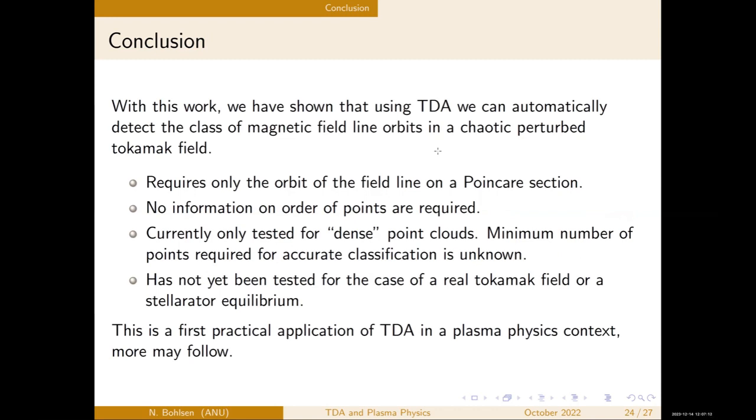just from the information in the Poincaré section, with nothing else needed. But some problems. I've only tested it for fairly dense point clouds. I'm not sure exactly what is the minimum number of points that you need. And I haven't tested for a real tokamak field or a real stellarator equilibrium. This is a toy configuration. It was just a test problem.